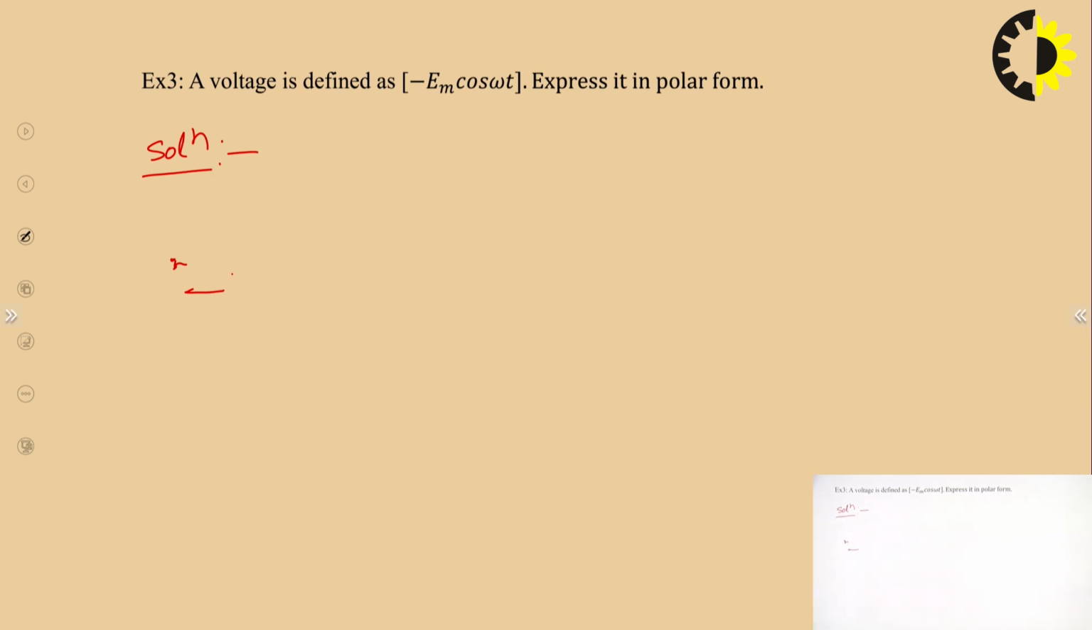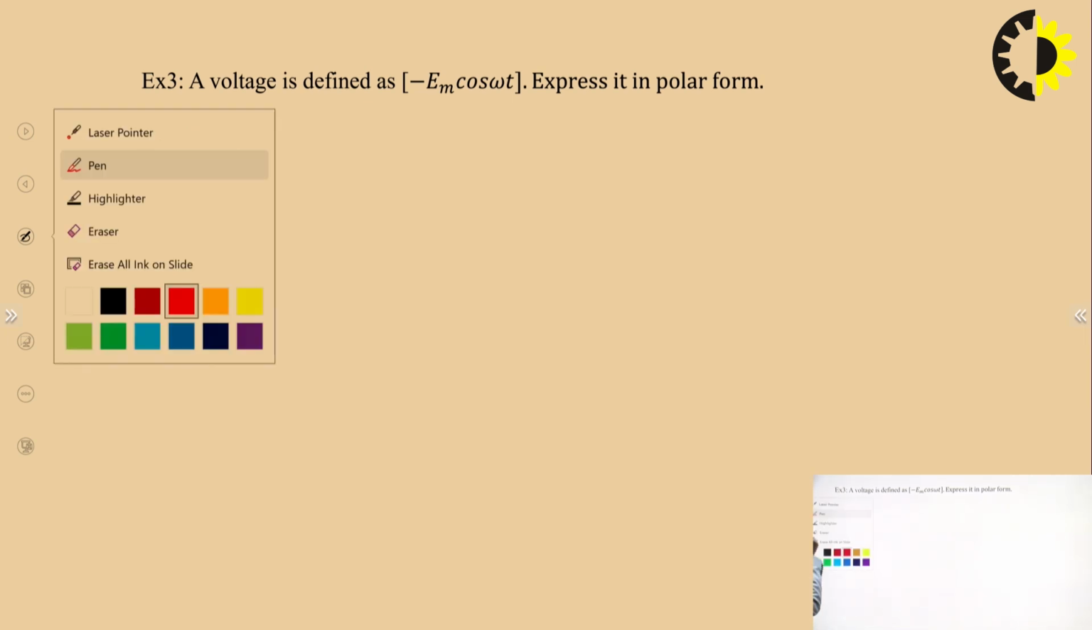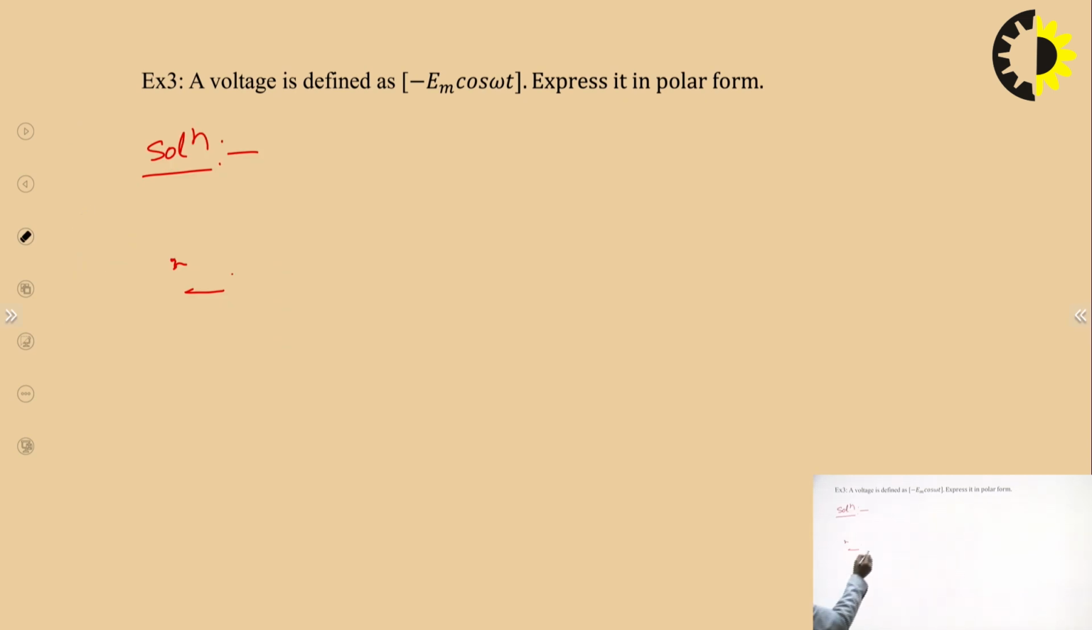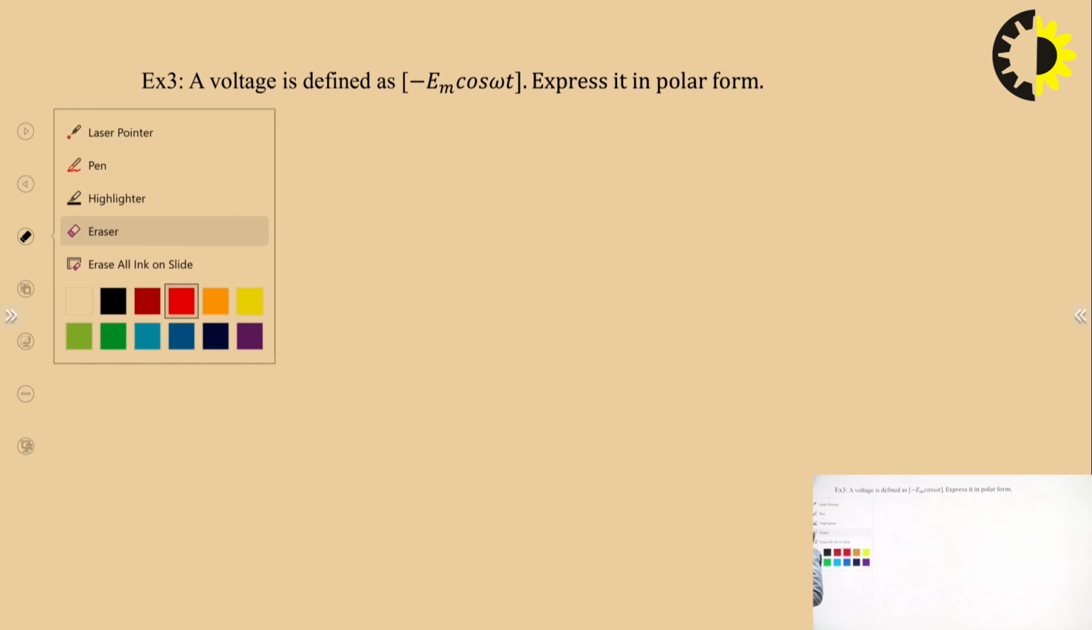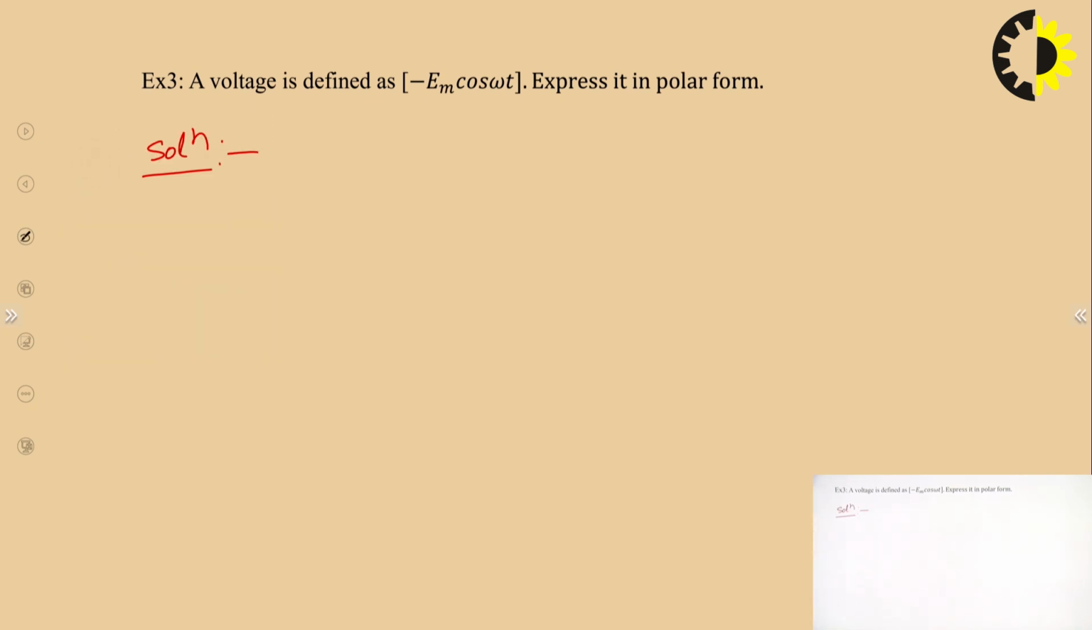Right? We have to find the polar form of this. How to find out polar form? First we have to write the given equation in standard form, because we have already said that before doing any operation, please ensure that your given AC quantity is in standard form. And this is not in standard form. Why? There are two reasons.